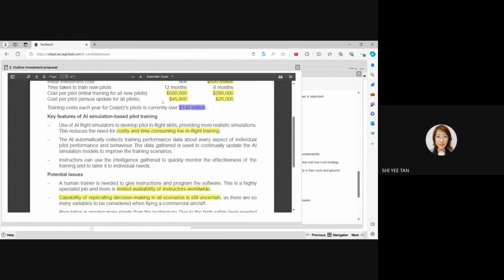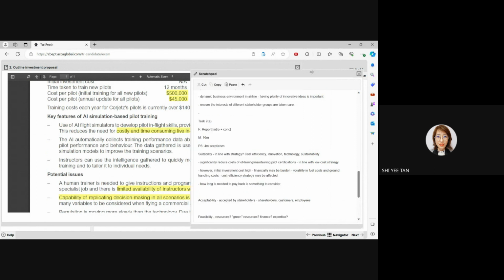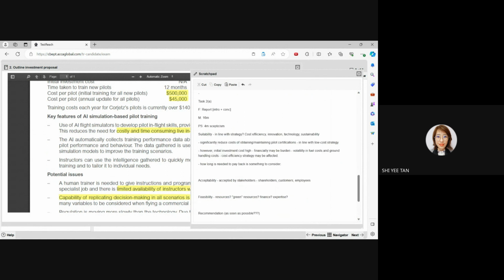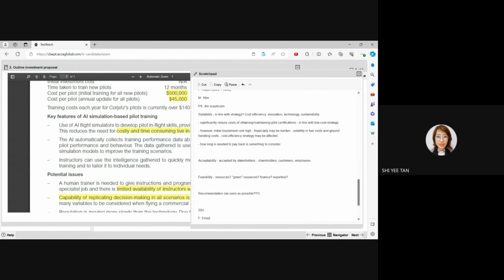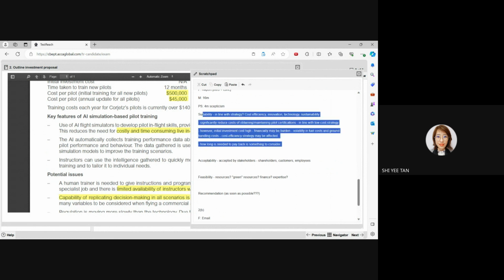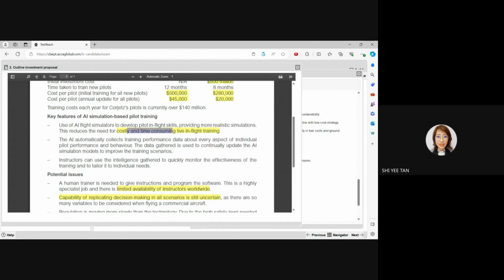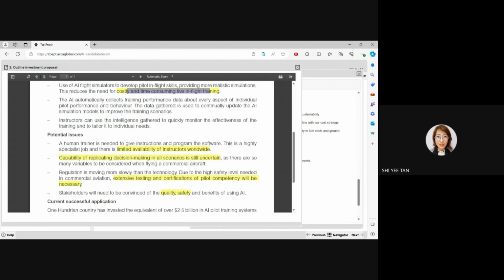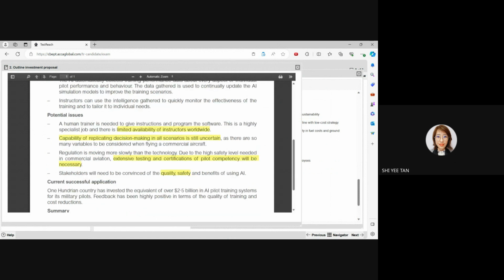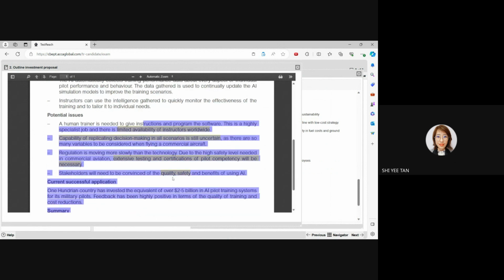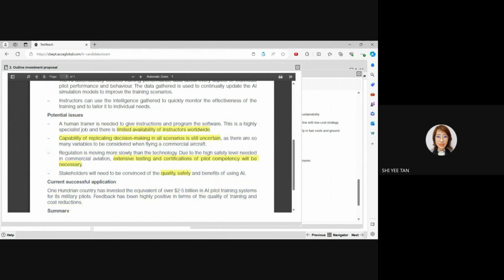Okay, now key features of AI, I pick up this whereby training is costly and training consumes a lot of time. So this is something good. If we have AI, this is something good. You can put it on suitability as well, but I think this one is not too strong a point. Leave it. If you really have not enough points, you can use this. But potential issue is the one that shows you feasibility. Is it feasible or not?